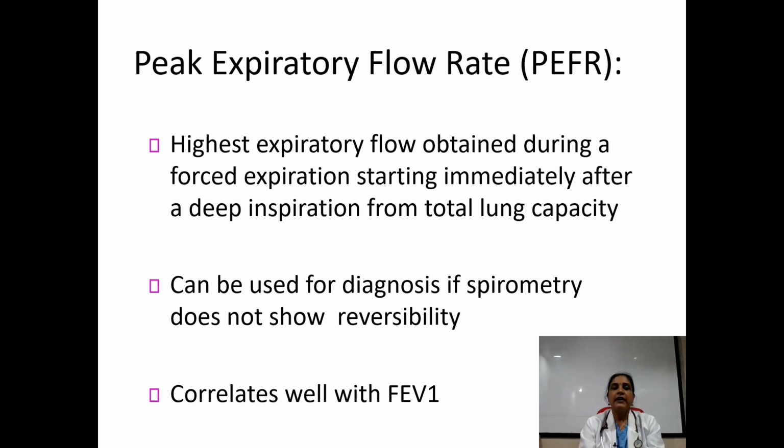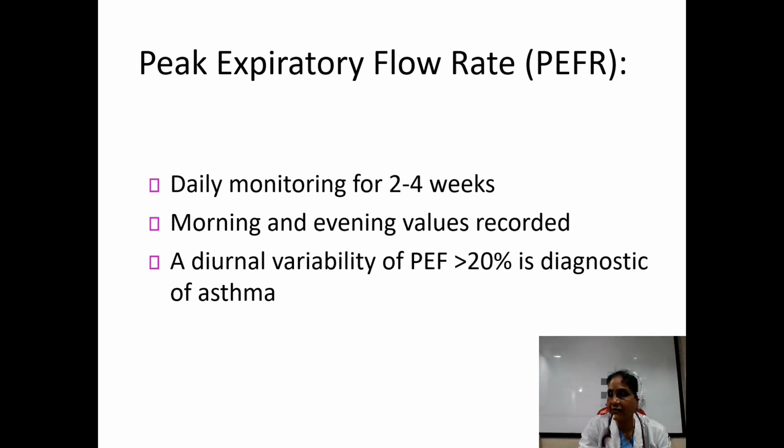That's it. It can be used for the diagnosis if spirometry is not showing reversibility, or if you do not have spirometry. It correlates well with the FEV1. There are many studies to say that. So what do you do with a peak expiratory flow meter? You ask your patient to buy one of their own. Tell them to monitor daily when they get up, before sleep, maybe in the afternoon also if they develop increased symptoms. Morning and evening values are recorded for 2 to 4 weeks.